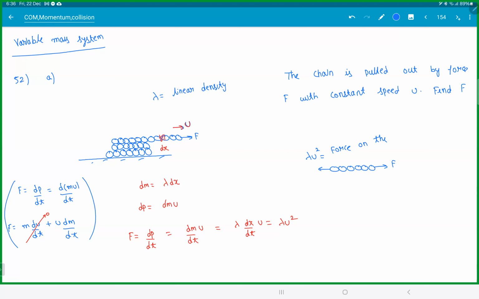See, every time you pull out, you're creating a momentum for a small mass which is at rest, bringing it to speed u. So who is giving that momentum? This force. So this is the force on the chain due to the heap. If you want to pull the chain out of the heap, you need to exert this much force, lambda u square. Check it out.